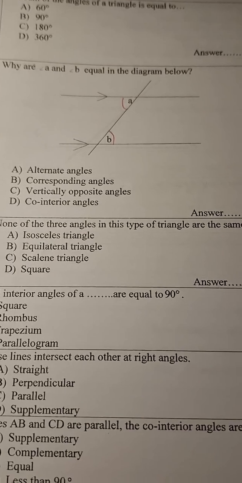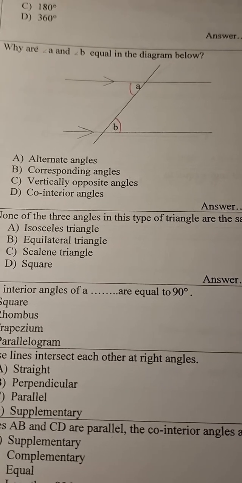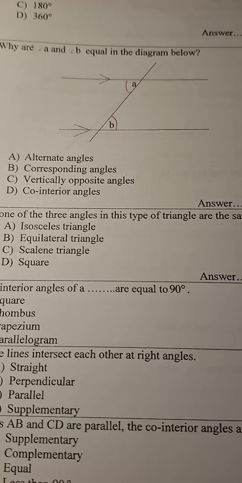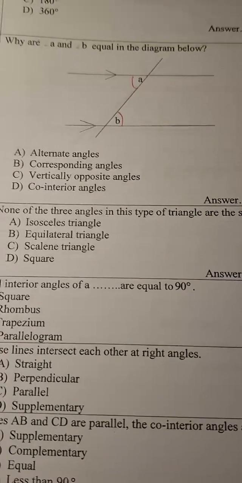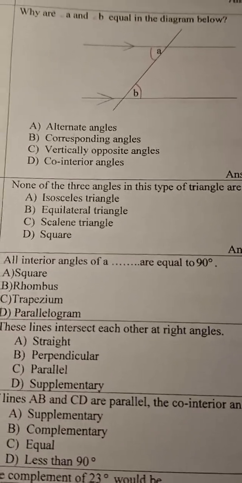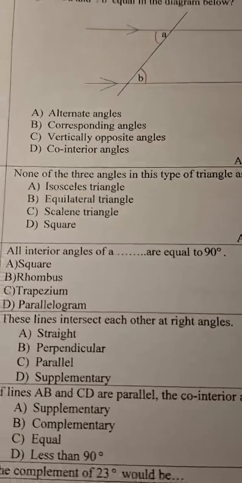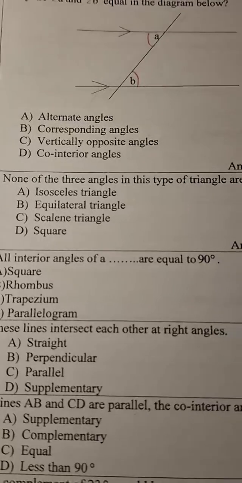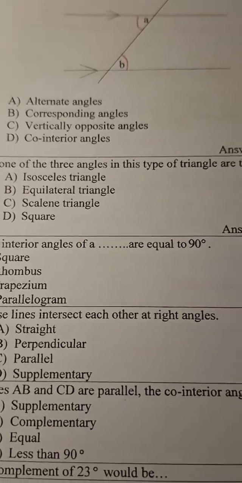And don't forget to state the lines that are parallel whenever you are doing questions, okay? Don't forget to state the lines that are parallel. Alternate angles: this line is parallel to that line. If you say co-interior angles, don't forget to state the lines that are parallel. If you say corresponding angles, don't forget to state the lines that are parallel.